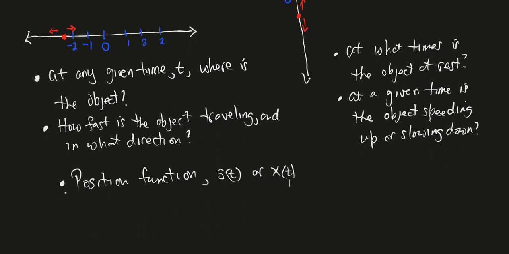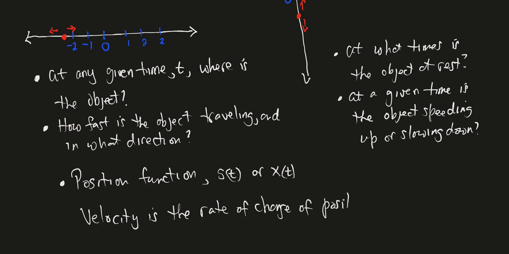What about the how fast and in what direction, right? Well, let's define a quantity that is fundamental to the study of motion, and it's the concept of velocity. So the velocity is defined as the rate of change of position, right? So velocity is the rate of change of position. That's a definition, right?